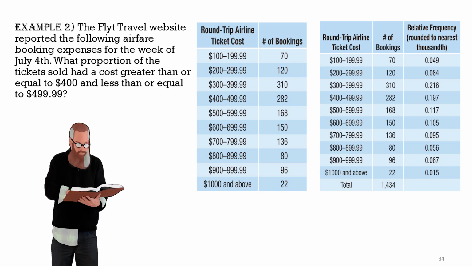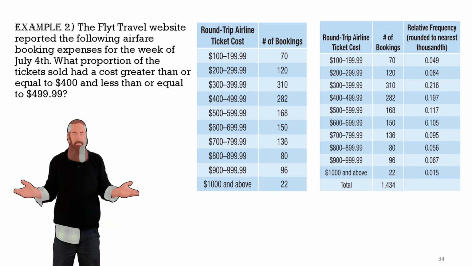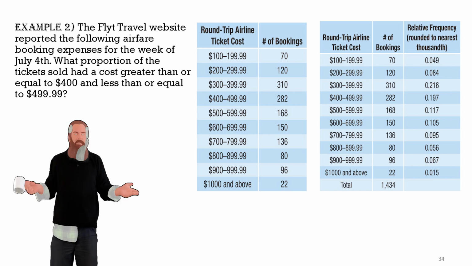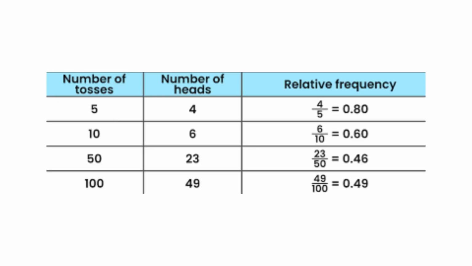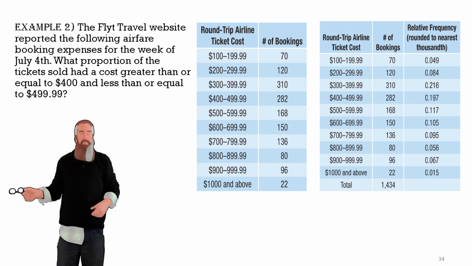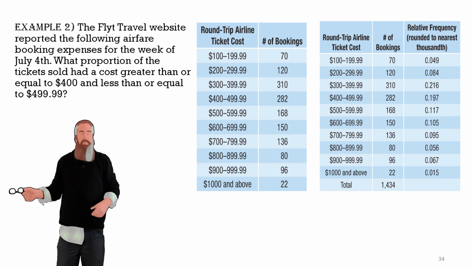Now, the Flyt Travel website reported the following airfare booking expenses for the week of July 4th. What proportion of the tickets sold had a cost greater than or equal to $400 and less than or equal to $499.99? To answer this question and questions related to it for other intervals, you should create a new column to indicate relative frequency. Relative frequency is the ratio of the frequency of a particular interval to the total number of pieces of data collected. The relative frequency represents the proportion of the data that falls in a particular interval. It is expressed as a decimal rounded to whatever degree of accuracy is needed.